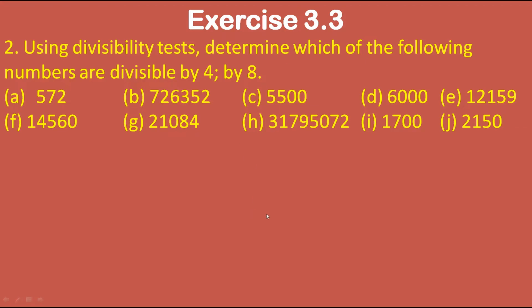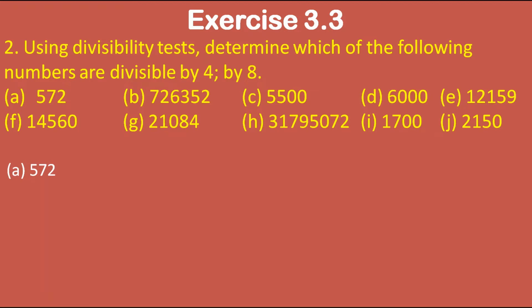Now, as per the rule of divisibility by 4, we have to check whether the number formed by the last two digits is a multiple of 4. If it is a multiple of 4, then the whole number is divisible by 4. And if it is not, then the number is not divisible by 4. So, let's write the first number, that is 572.